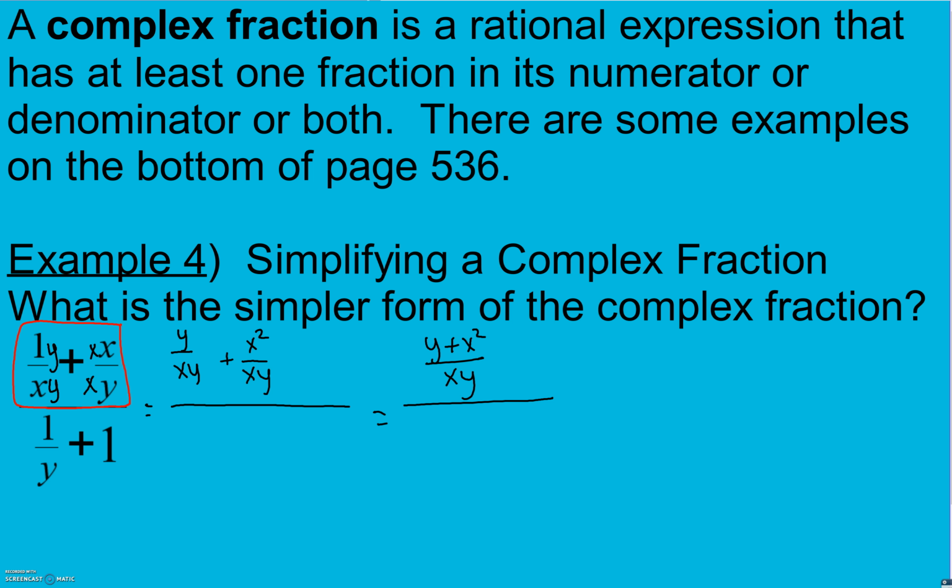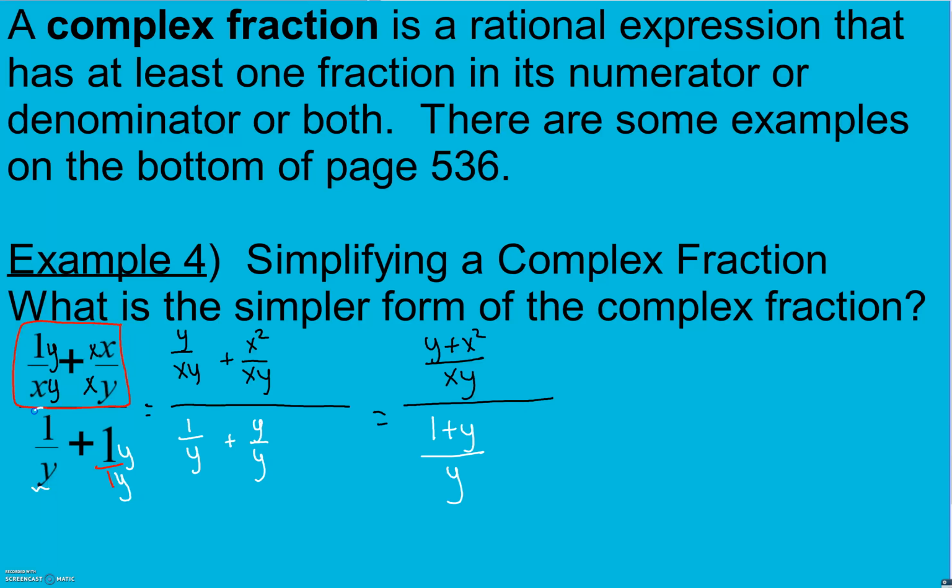I'm going to do the same thing with my denominator. Remember, if it's just a whole number, it's written over 1. So my common denominator here is y. I have a y, I need a y. So I multiply top and bottom by y. Now that I have that common denominator, I can combine them as 1 plus y over y.